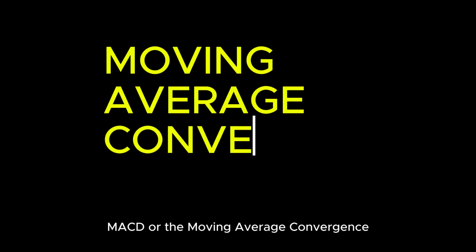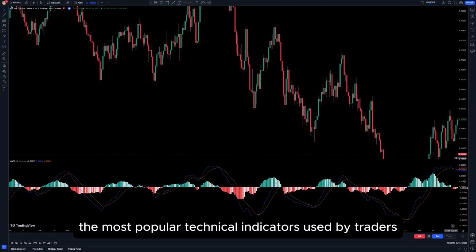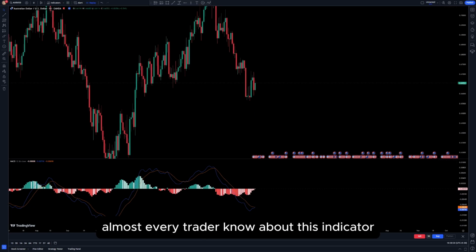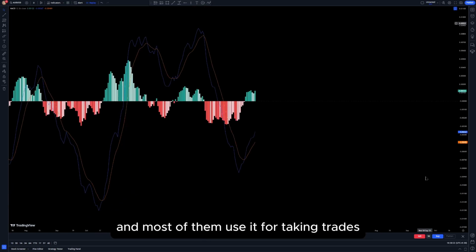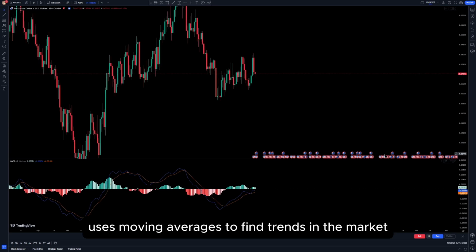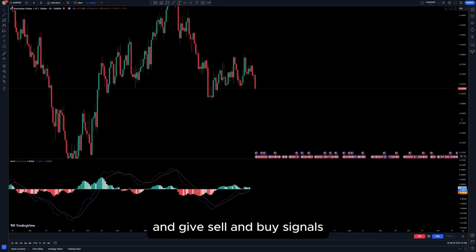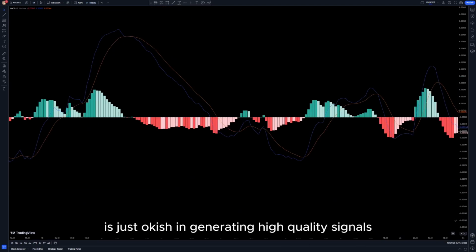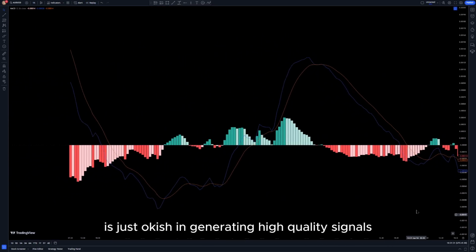MACD, or the Moving Average Convergence Divergence, is one of the most popular technical indicators used by traders. Almost every trader knows about this indicator, and most of them use it for taking trades. This indicator mainly uses moving averages to find trends in the market and give sell and buy signals. But the MACD indicator by itself is just okay-ish in generating high-quality signals.